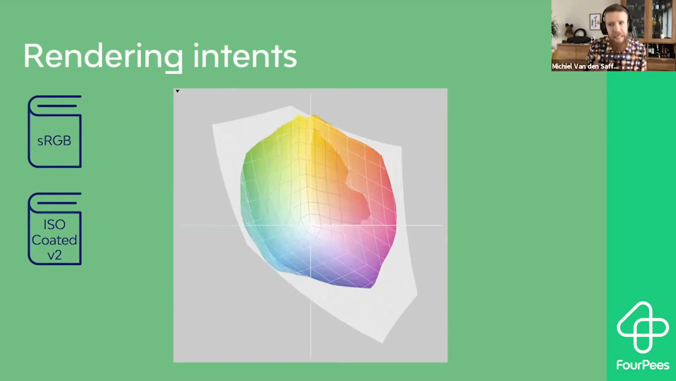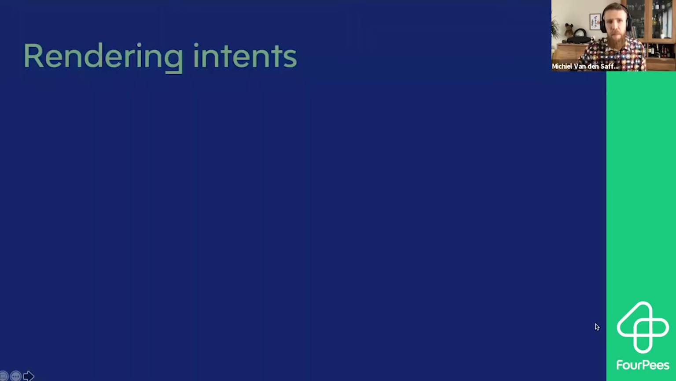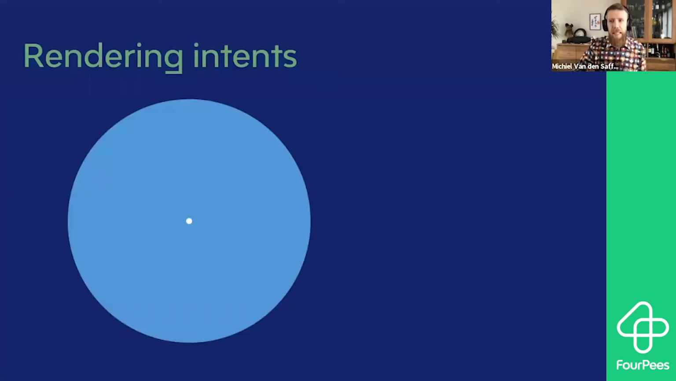Well, we have to translate them somehow. We have to make sure that we are able to do something with them. And that's where rendering intents come in. So if I go to the next slide, there we go. We have rendering intents. So again, let's take a color space.